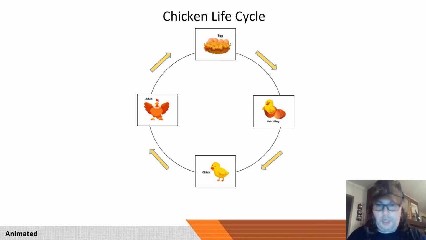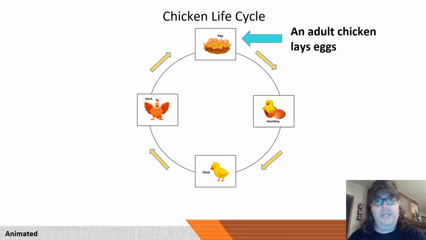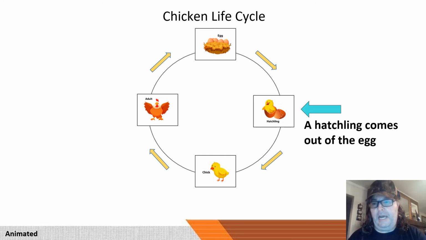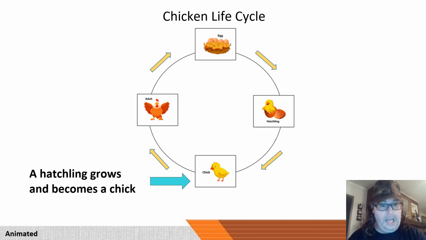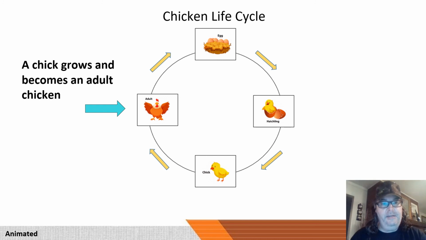Chicken life cycle starts off. Adult chicken lays eggs. Hatchling comes out of the egg. Hatchling grows to become a chick, and then the chick grows into an adult chicken and lays eggs all over again. Cycle.